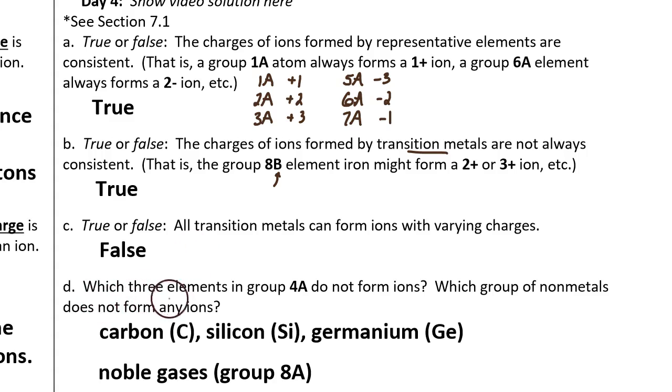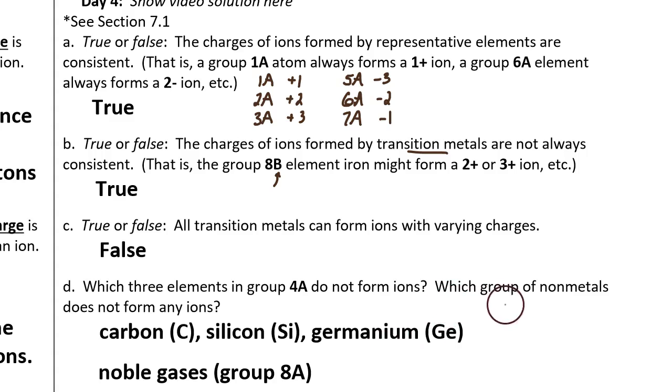Question D, which 3 elements in group 4A do not form ions? The elements are carbon, silicon, and germanium. If you look at the color coding on the periodic table, you'll see that these are nonmetals. There are some metals in group 4A, and those can form ions.